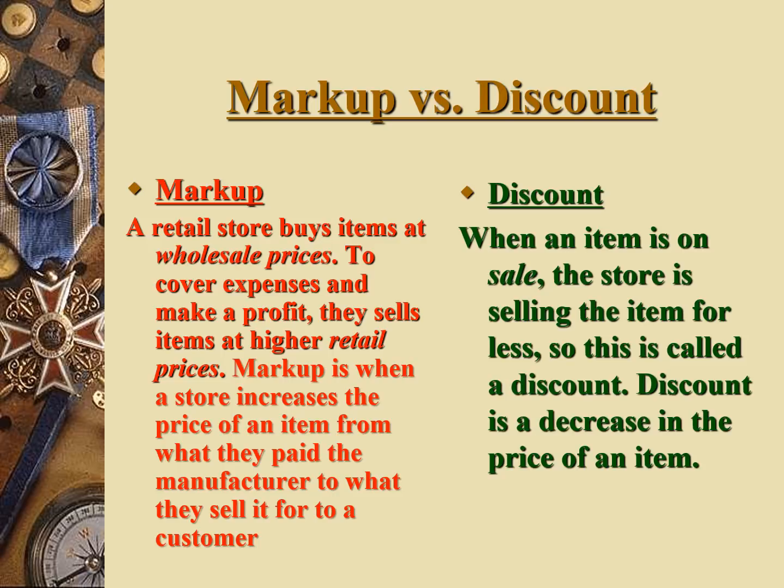Discount is when the item is on sale. The store is selling the item for less. So this is called a discount. Discount is a decrease in the price of an item.